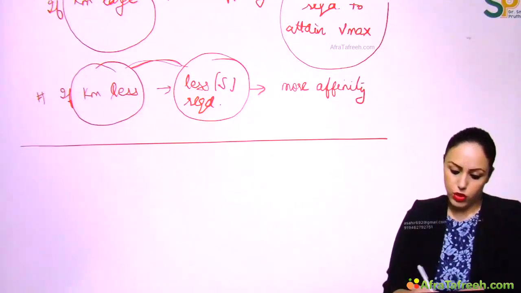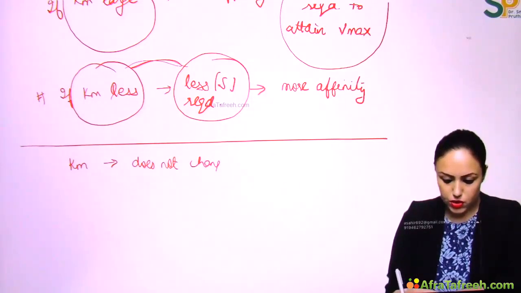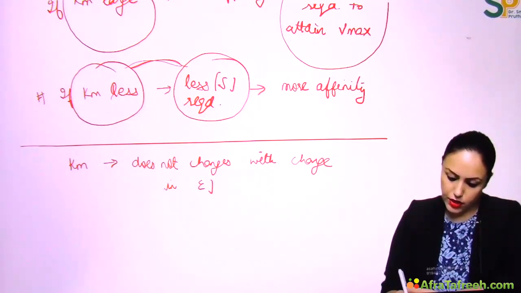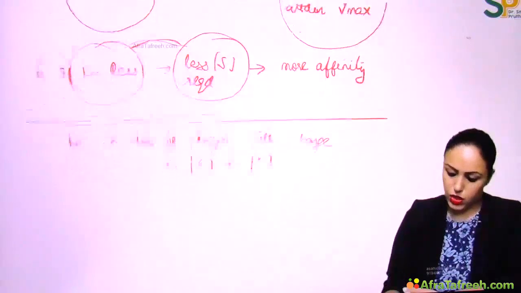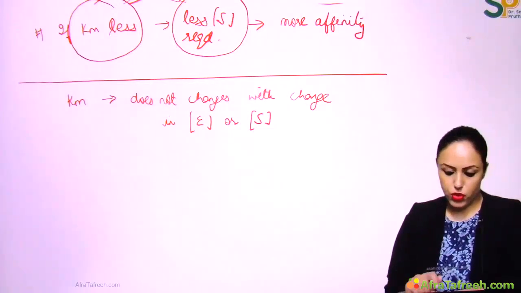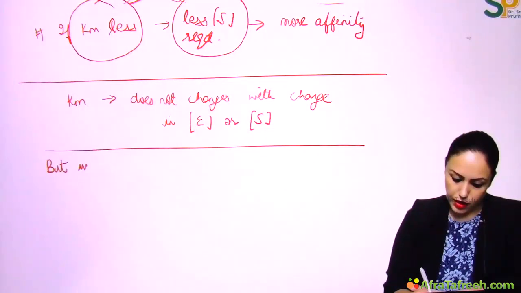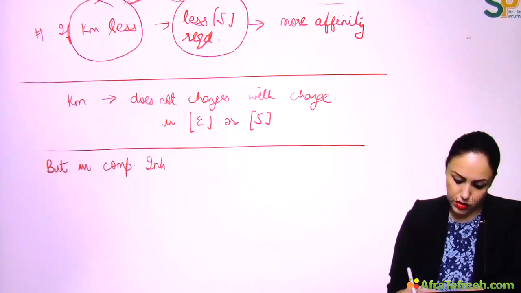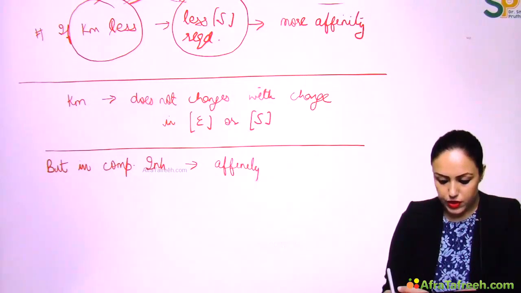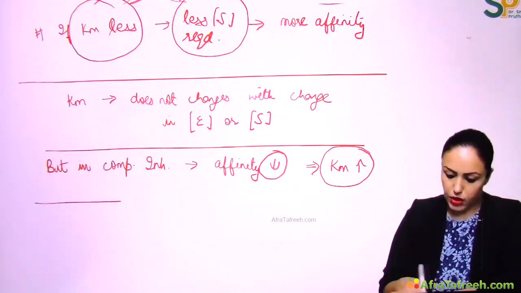Now, one more thing, Km, as it's a constant value, does not change with change in enzyme concentration or change in substrate concentration. Km will not change with change in enzyme or substrate concentration. It's a constant value, right? But in case of competitive inhibition, the affinity between enzyme and substrate decreases. Affinity decreases, so Km increases in this case.